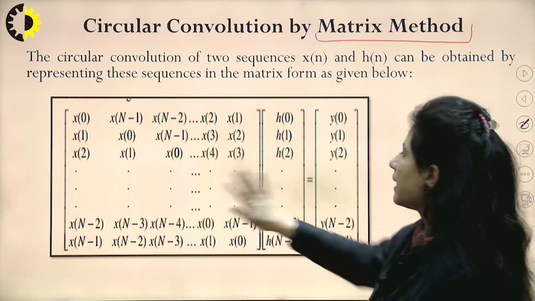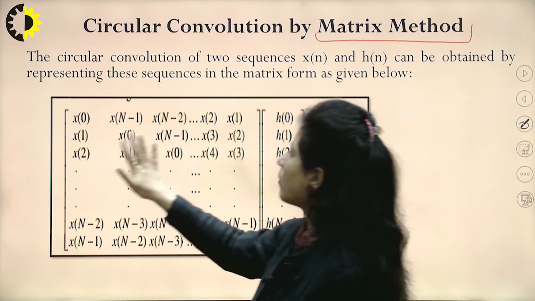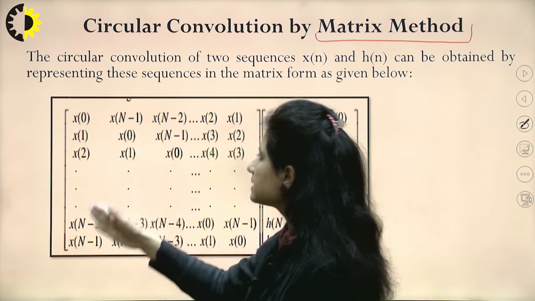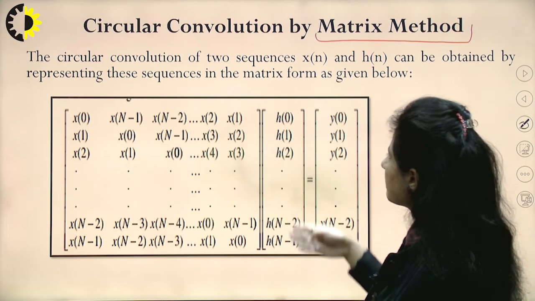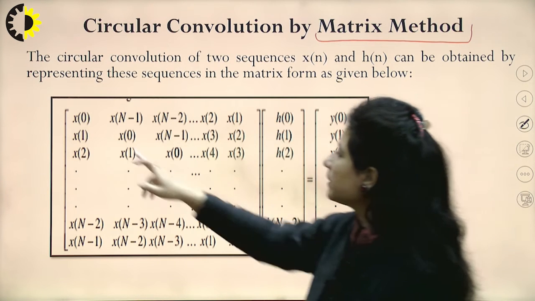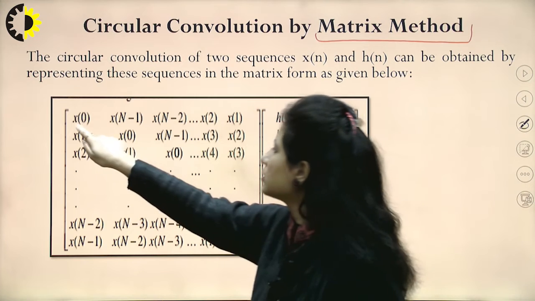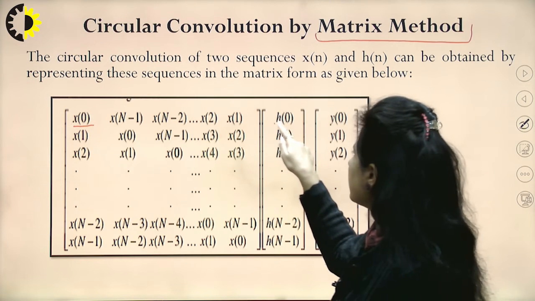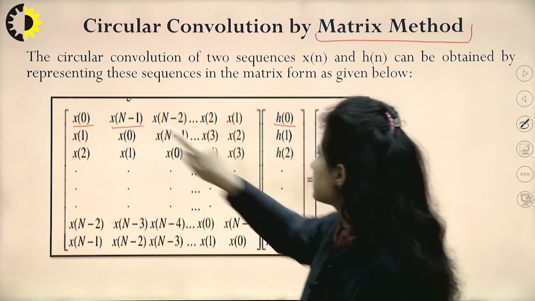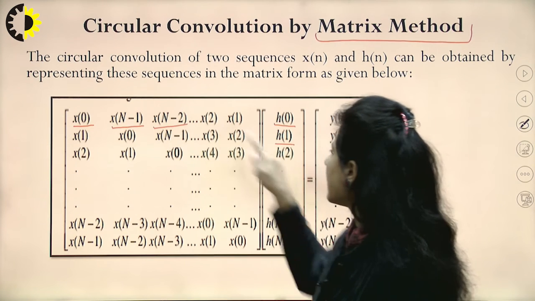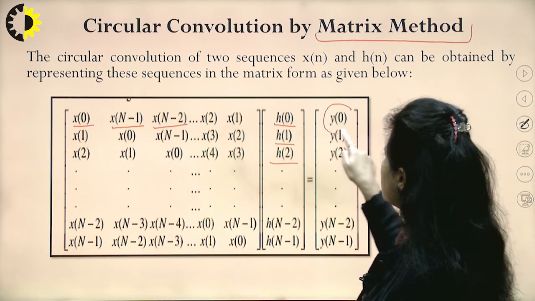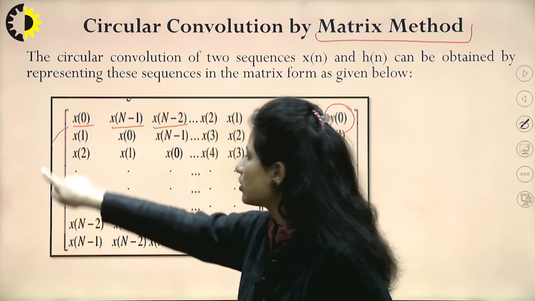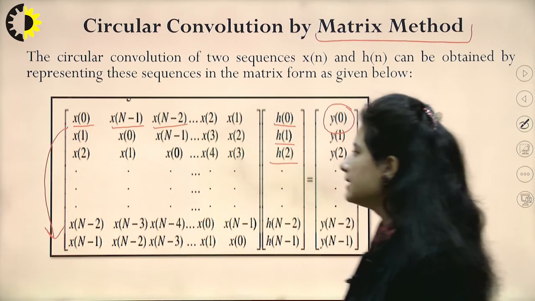So here two matrices have been plotted, in which one is the shifted sequence X and another is a single column matrix of H, and I am performing the matrix multiplication. So this component is multiplied with the first component, this is multiplied with the second component, and added together gives me y0. The same process is repeated for all the samples.